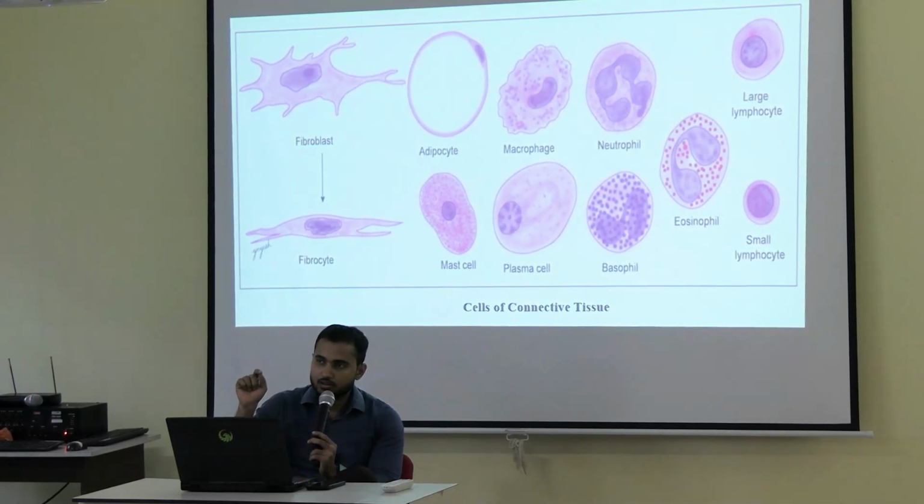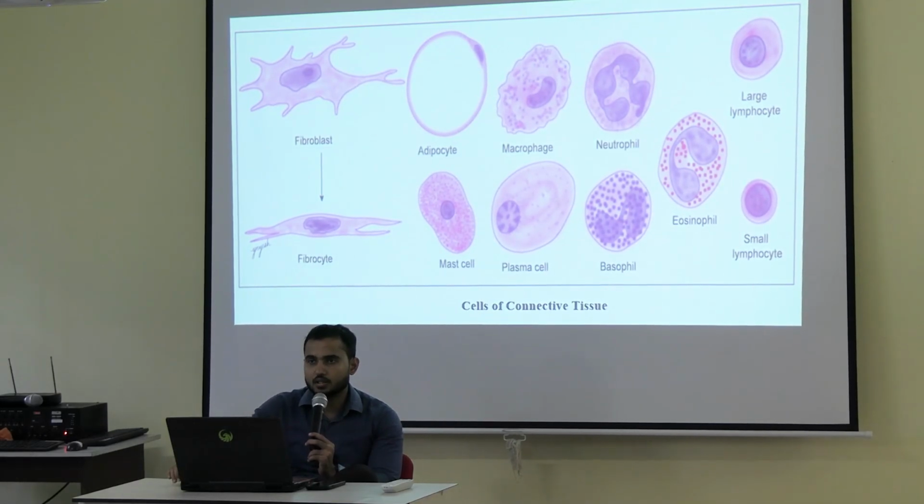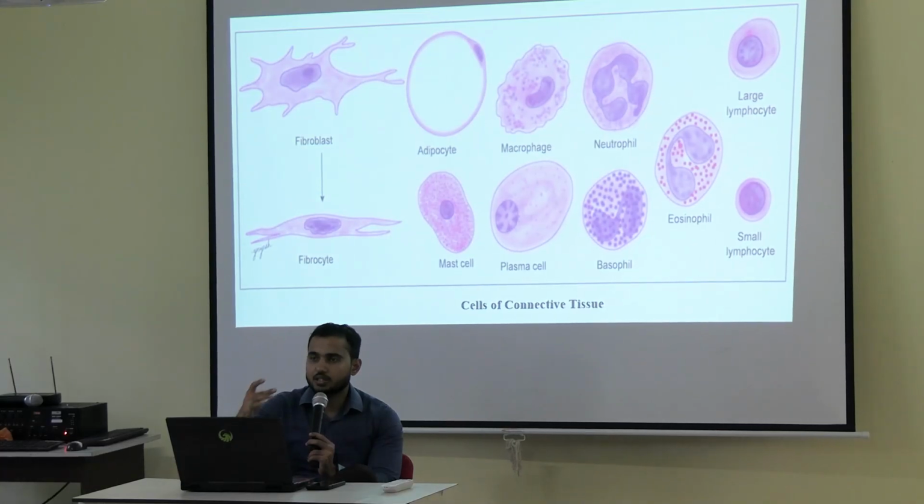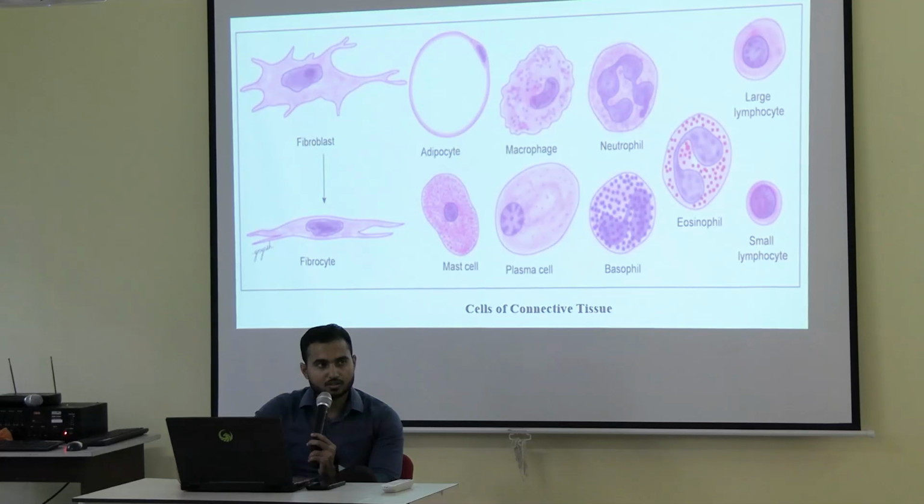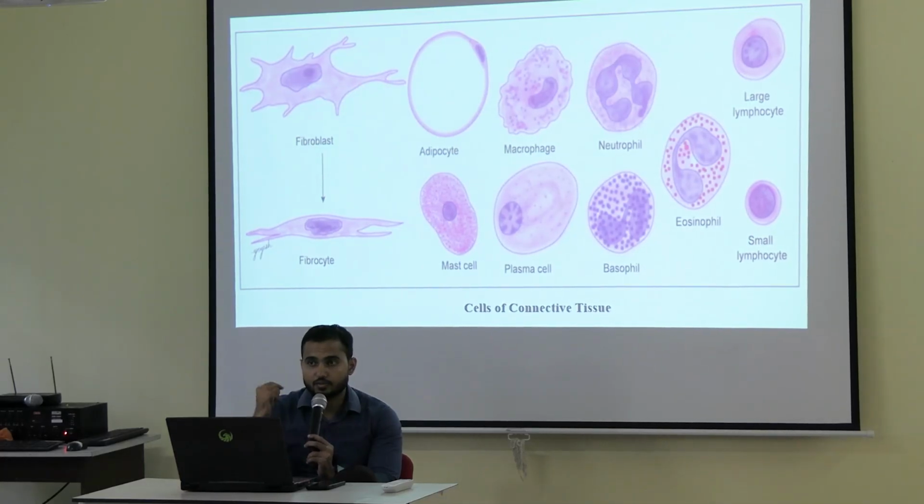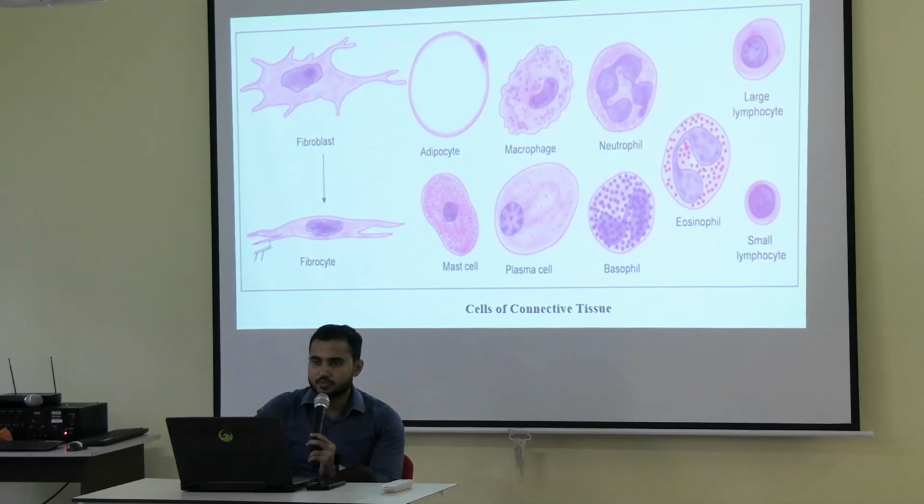Next, this particular appearance under the microscope is called signet ring appearance, like the ring which you wear. That appearance can be seen for the adipocyte cells. So these are the different types of cells.